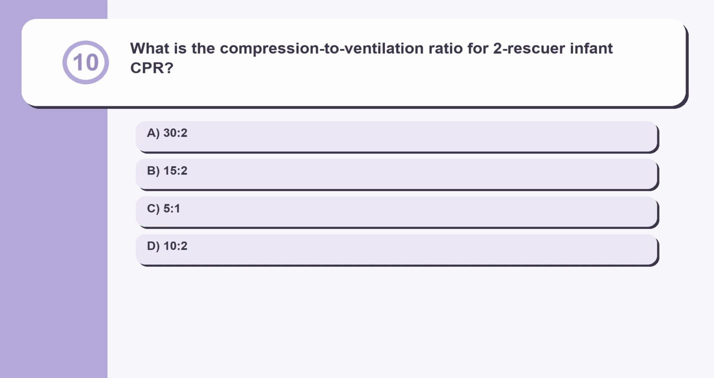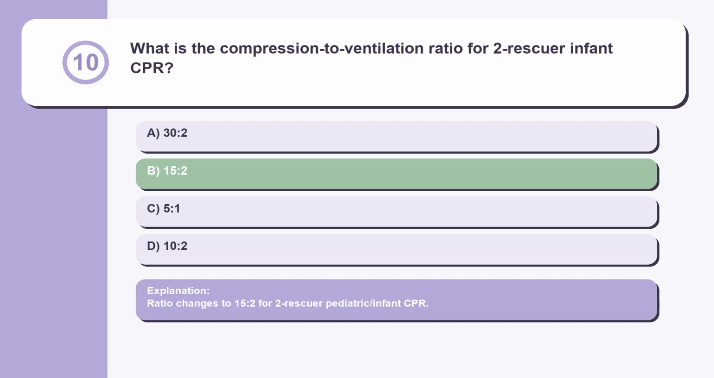Question 10. What is the compression to ventilation ratio for 2 rescuer infant CPR? 30:2, 15:2, 5:1, 10:2. Ratio changes to 15:2 for 2 rescuer pediatric/infant CPR.